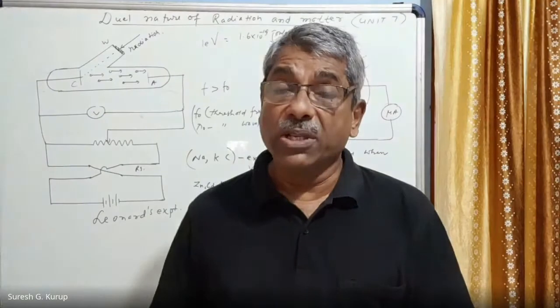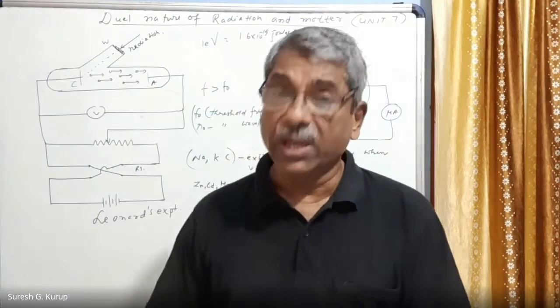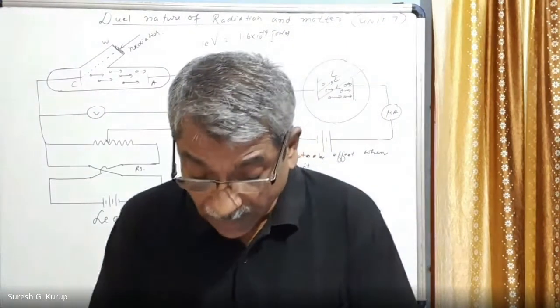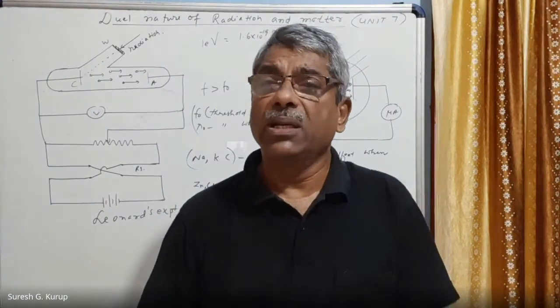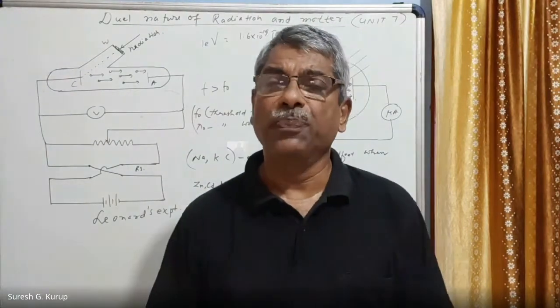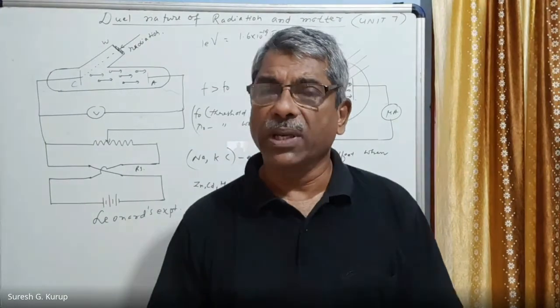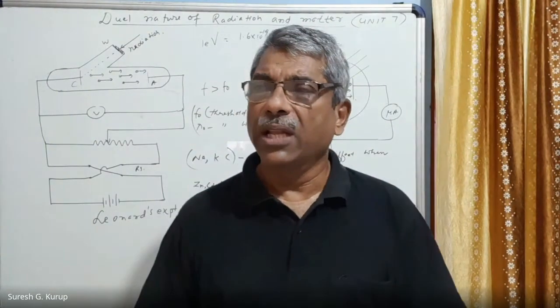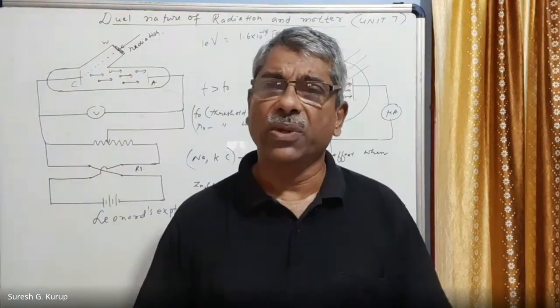This was said for the first time by de Broglie, who put forward a theory that any particle that is moving with a certain velocity is associated with a wave. That was the concept he gave us. That means any particle which is moving with a certain velocity is associated with a wave.